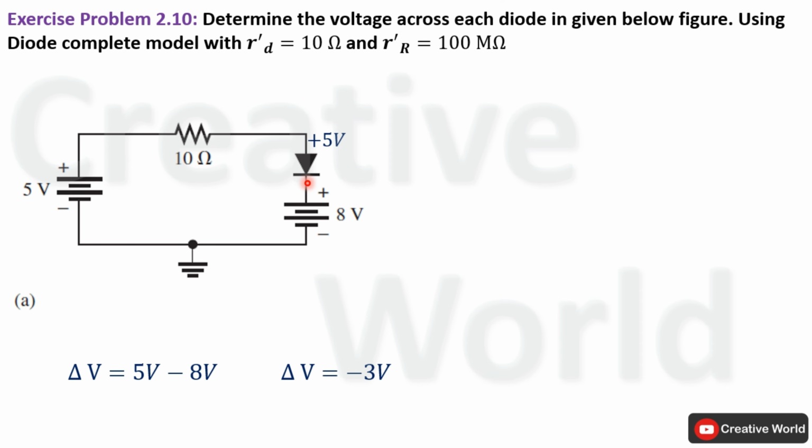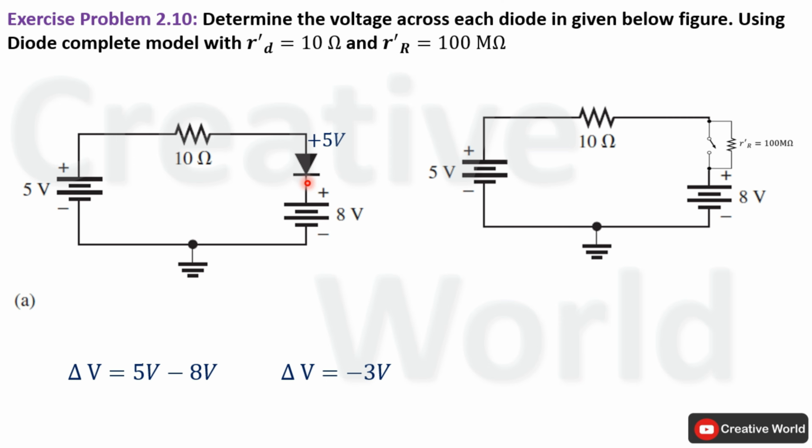We know that in case of a reverse biased diode, the diode acts as an open switch and a reverse resistance is connected across its terminal. In this case, the value of this reverse resistance is 100 mega ohm. So this is the complete model of a reverse biased diode. We have to find the voltage across the terminals of this diode.